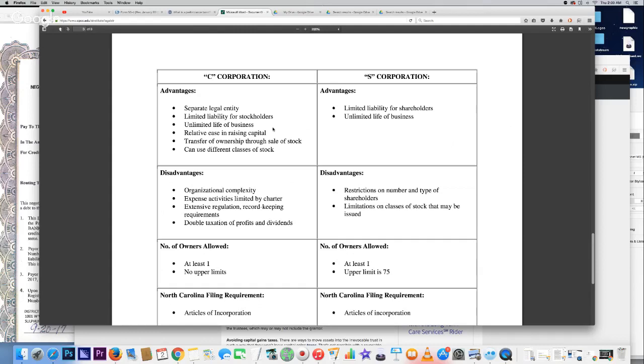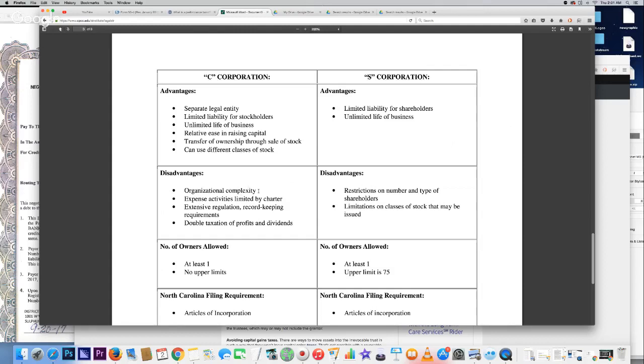Now, the advantages of a C corporation are: separate legal entity, limited liability for stockholders, unlimited life of business, relative ease in raising capital, and transfer of ownership through sale of stock. See what I mean? With our C corporation, we did 4 partners, and each partner had stock certificates. They had their percentage of ownership, and we can easily transfer those as needed and as we wanted to. You can use different classes of stock, meaning different stocks with different values to them.